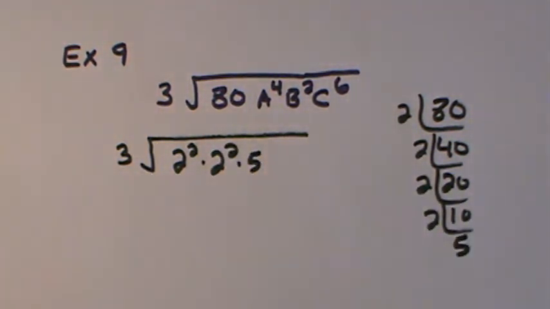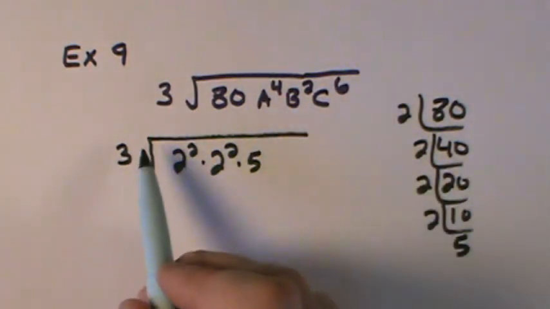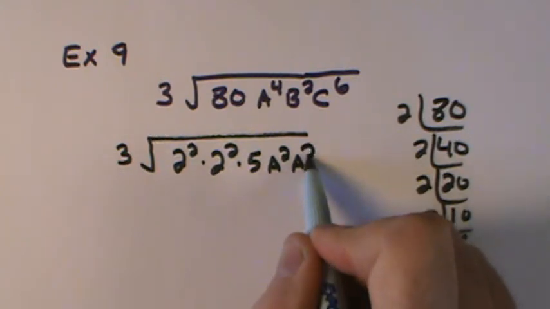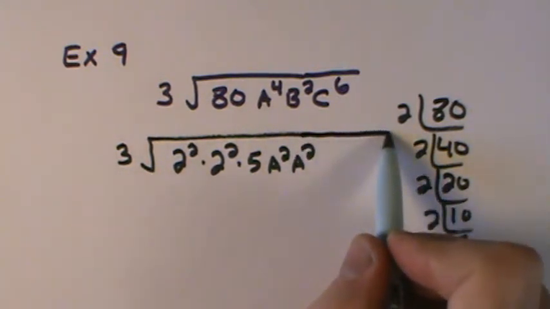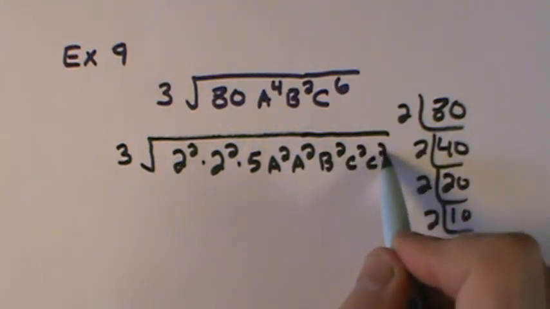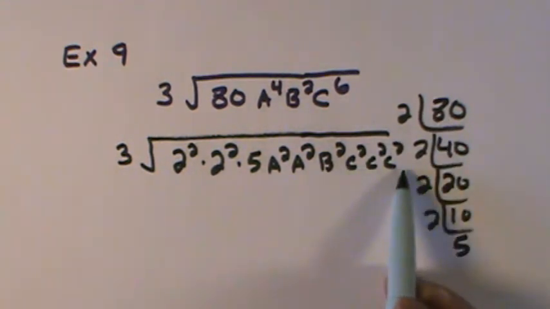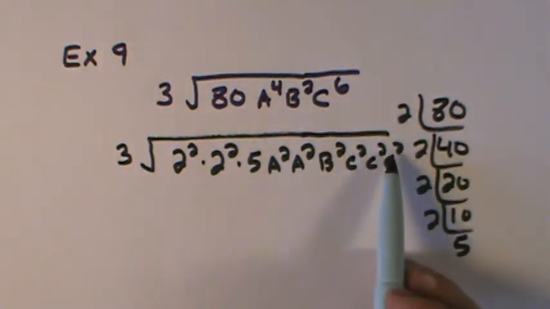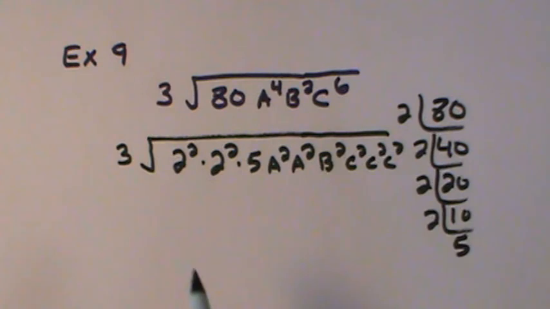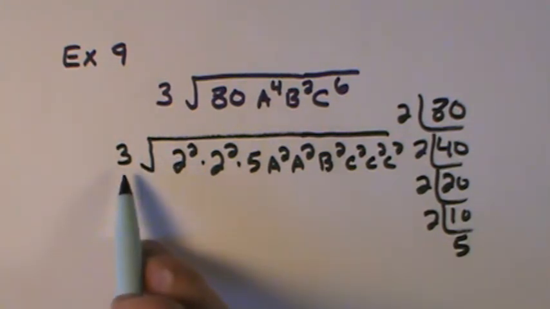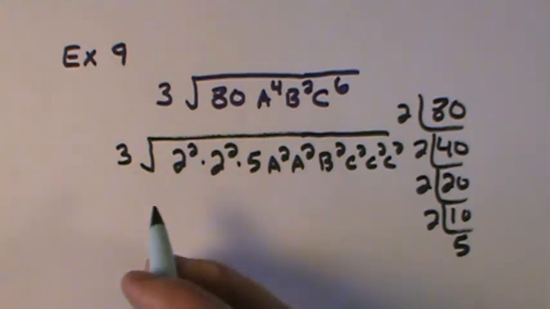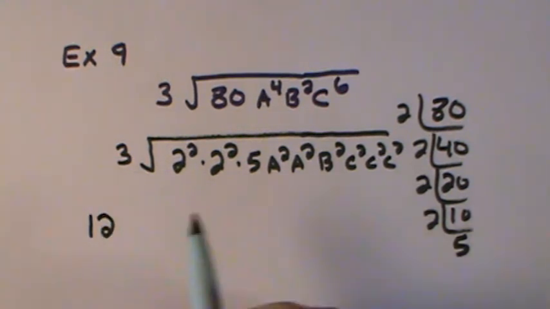Then as I look at the a to the 4th, once again I'm looking for an index of 2, so I can call this a squared, a squared. B squared's ready to go. C squared, C squared, C squared. That gives me a C to the 6th. So I prime these all up. Anybody with an exponent of 2 can come out. And so as I bring these out, I'll bring 2 2's out. 2 times 2 is 4. 4 times 3 would be 12 on the outside.